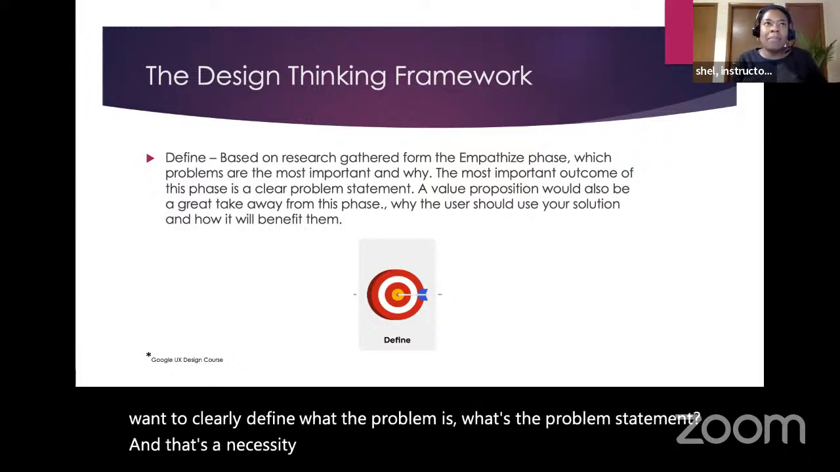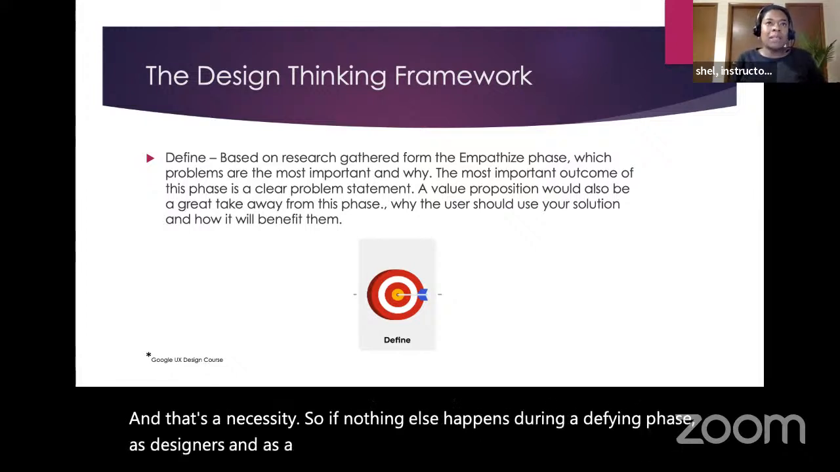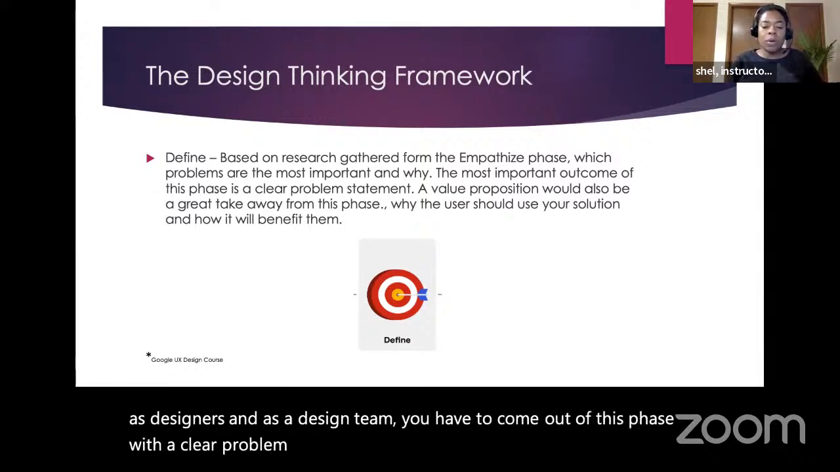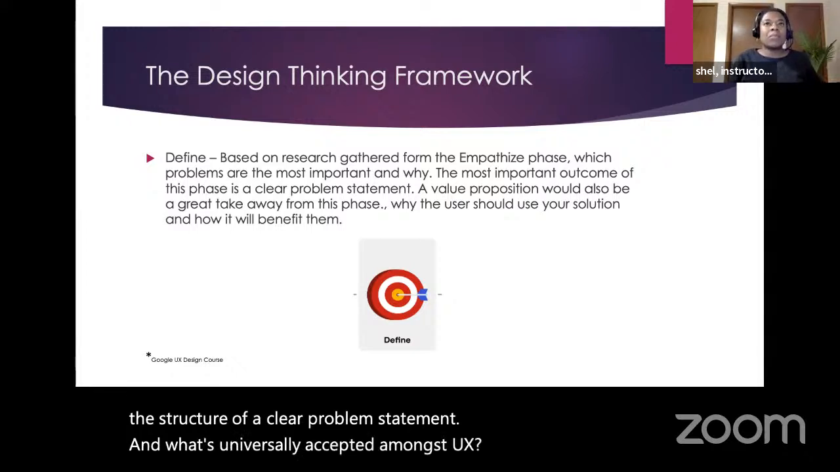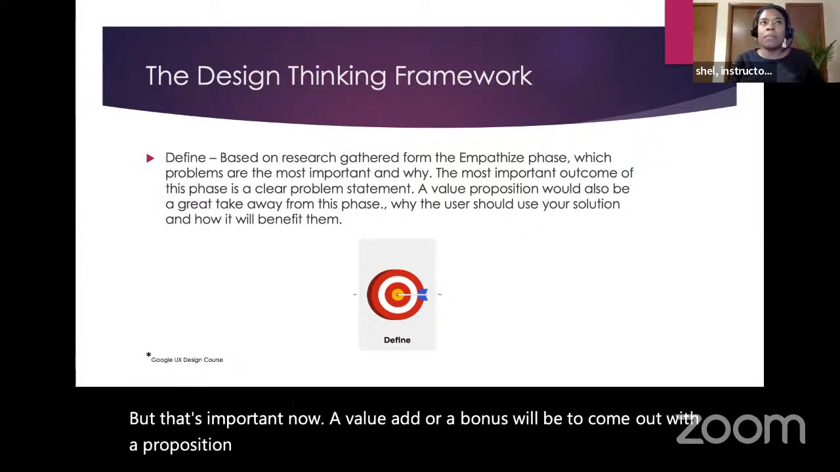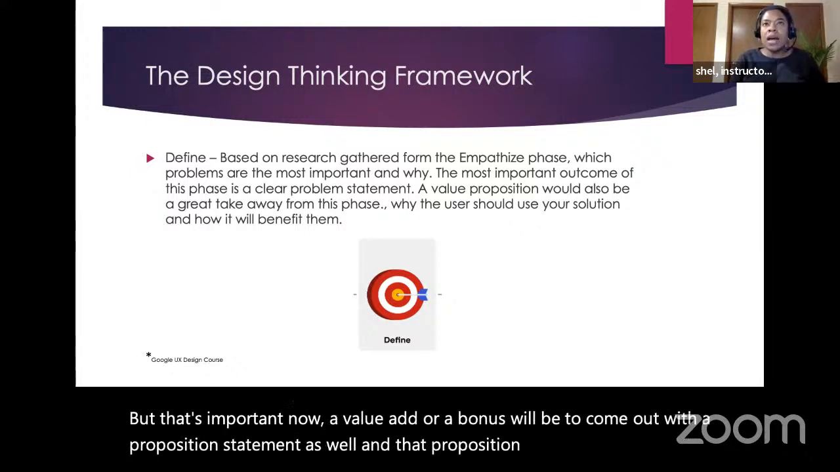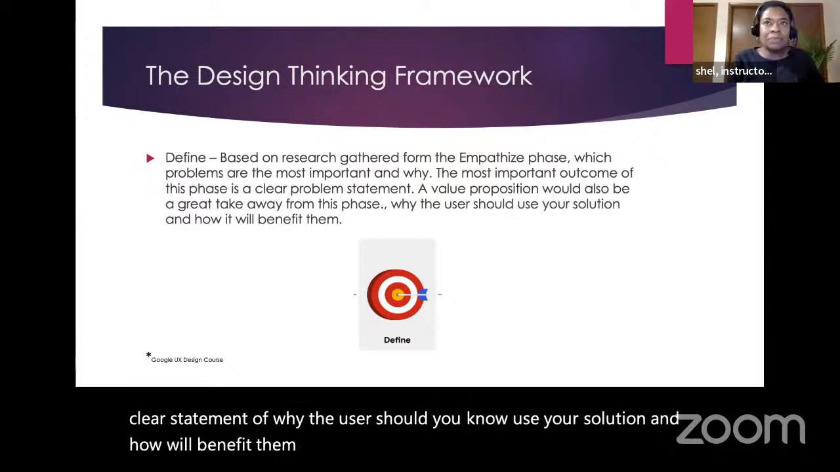So if nothing else happens during the define phase, as designers and as a design team, you have to come out of this phase with a clear problem statement. As we move forward, we'll talk about the structure of a clear problem statement and what's universally accepted amongst UX. But that's important. Now, a value add or a bonus will be to come out with a proposition statement as well. That proposition statement is just a clear statement of why the user should use your solution and how it will benefit them. An example of that, well, I don't want to jump ahead, so I'm just going to keep going.